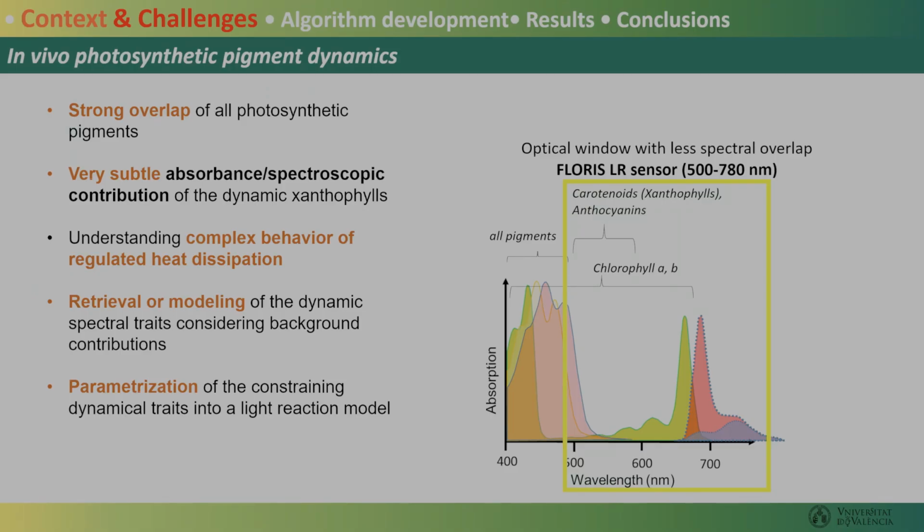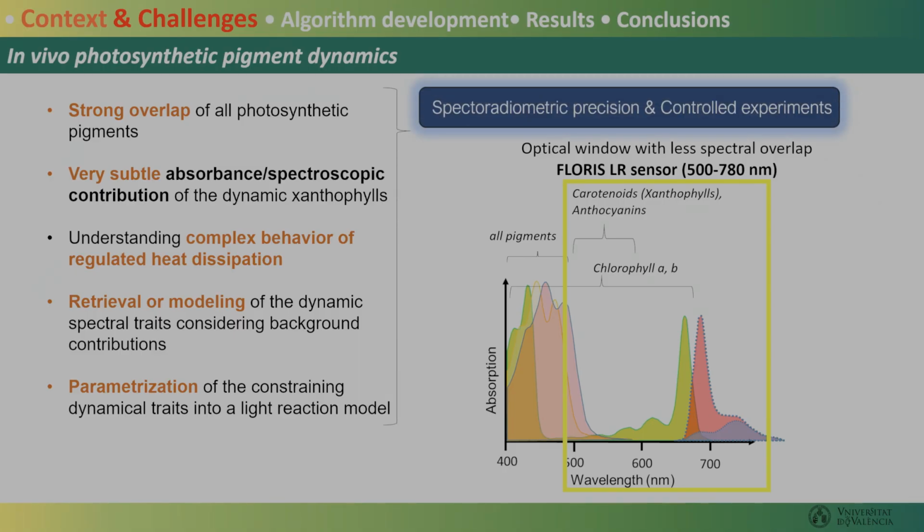Moreover, the other challenge is that NPQ, or non-photochemical quenching, is a very complex mechanism that has different aspects that also need to be disentangled. So this is part of the challenge, but we like a challenge, of course. And what we need for that is very good spectroradiometers, because we're looking for very subtle signals. We also need to design our protocols or experiments very well to be able to retrieve the signals that we are looking for.